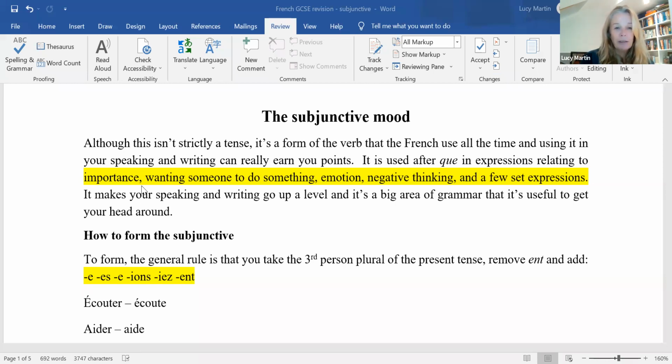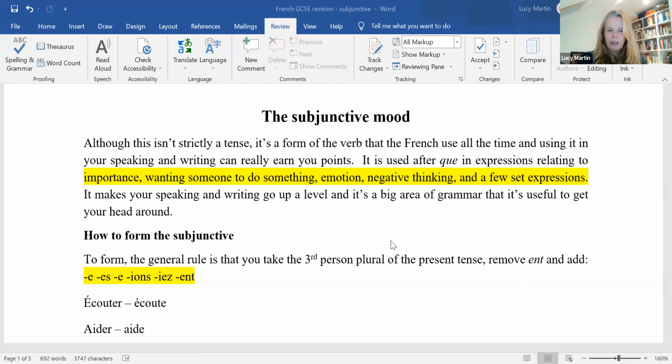Okay. Importance: it is necessary. Wanting someone to do something: I want you to do your homework. Emotion: I'm happy that you're doing your homework. Negative thinking: I don't think you're doing your homework. Okay, those are the 4 main ones. There are a few set expressions we'll look at as well.